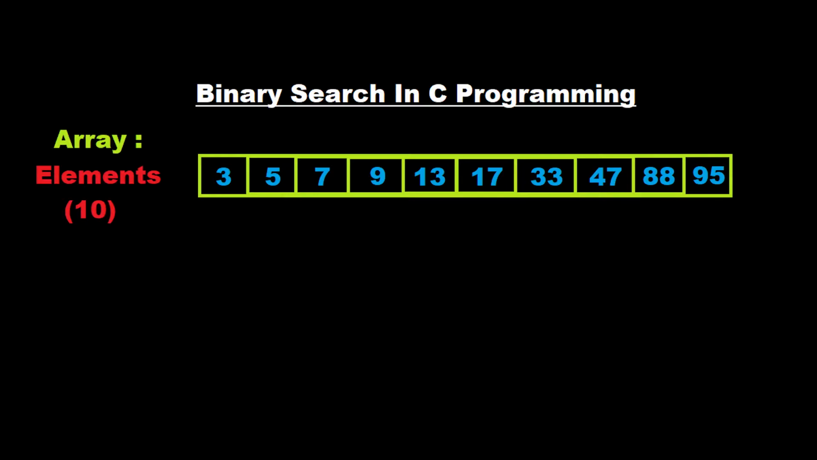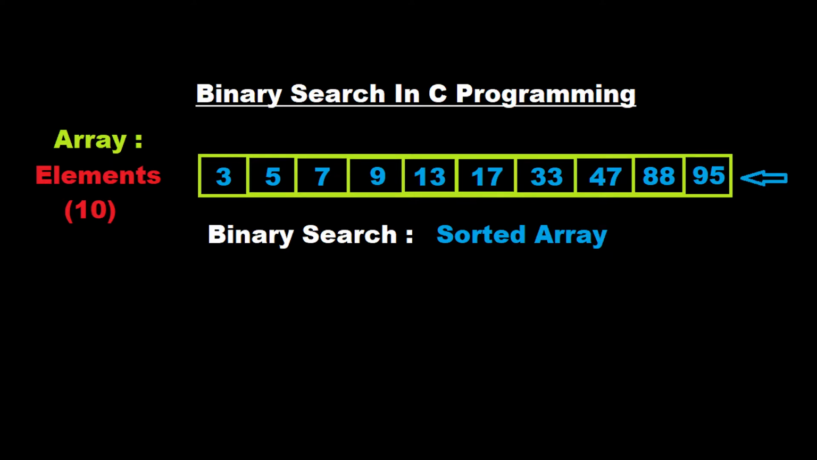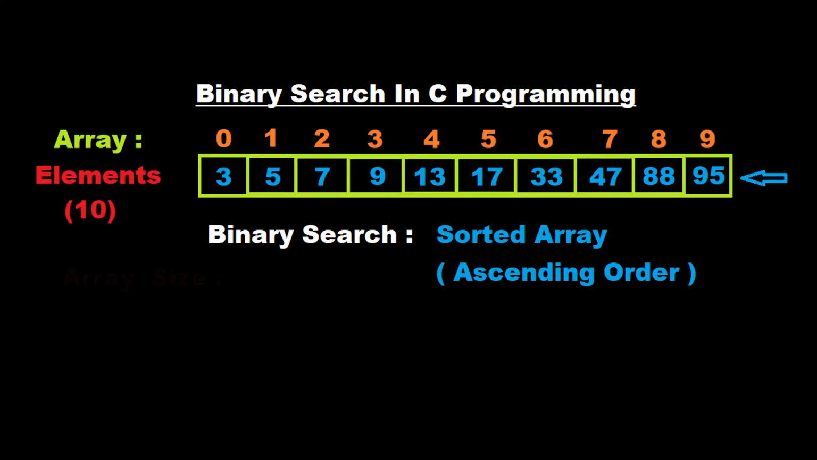Before starting this search, I want to mention one very important thing, which is binary search can be performed only in a sorted array. As you can see on the screen, this is a sorted array. All the elements are arranged in ascending order. Here you can see that the indexing starts from 0 and goes on till 9. So the array size is 10.